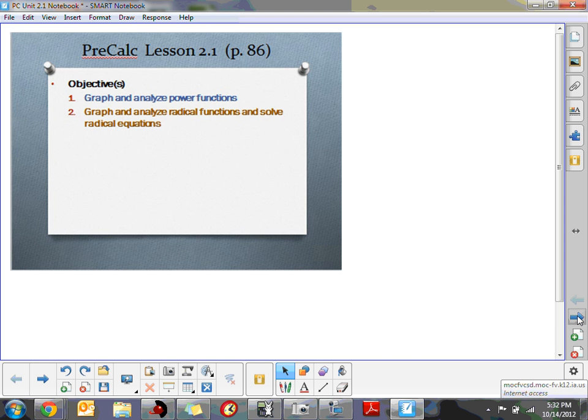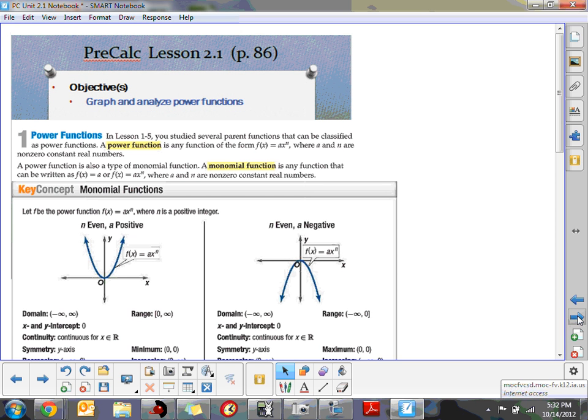So we'll attack that first objective today and take a look at the power functions, some of which we are very familiar with, and others we may need to refresh a little bit. So our first objective, like I said, is to analyze power functions. So first of all, what is a power function? We're very familiar with these, but we're going to highlight a couple things.